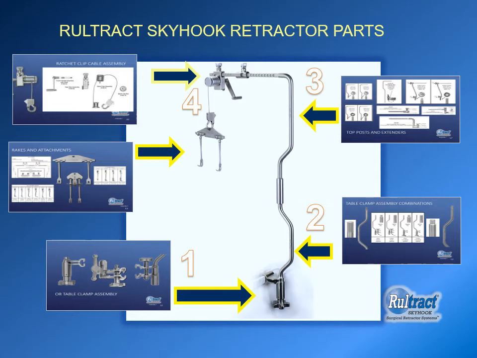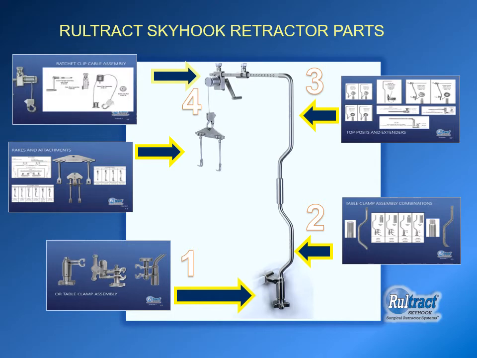So if the table clamp seems a little loose or it's not holding properly, that's a good time to call the manufacturer and get it replaced. There'll be more information on that at the end of the course. So Section 1, operating room table clamp. There's a circulator applied, a scrub applied, and then a combination clamp.